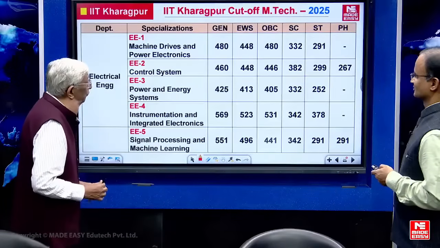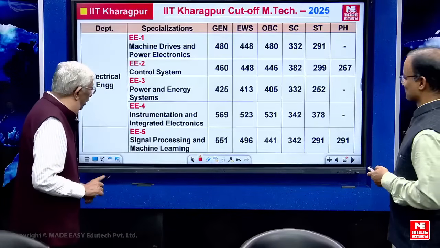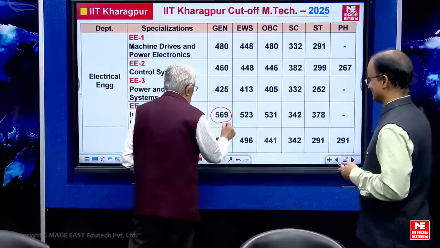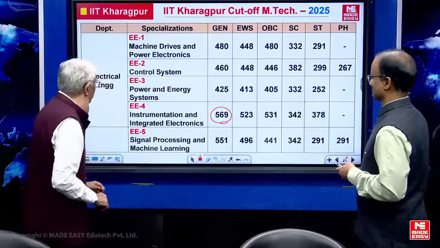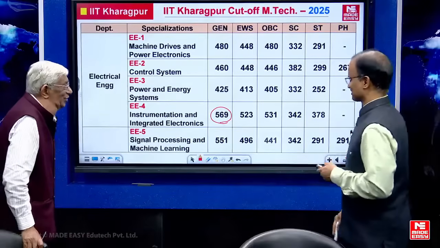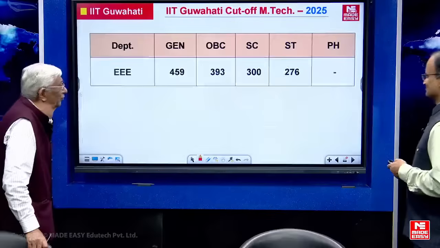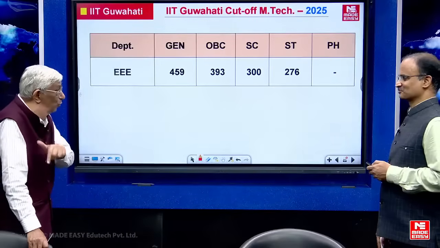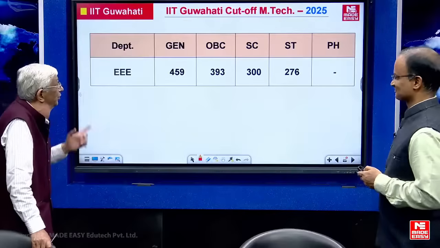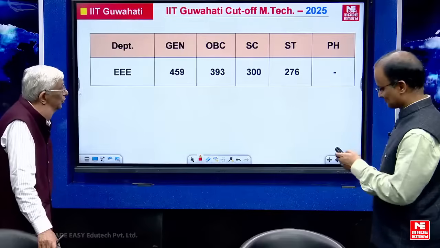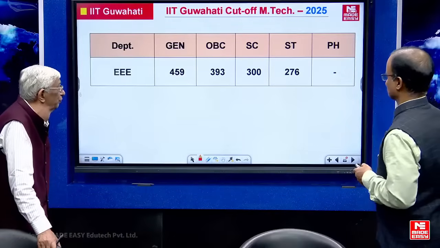Kharagpur, here the core branches are relatively low, but it's only instrumentation and integrated electronics which have a higher cutoff. For the core branches, mission and control systems, power systems are a bit less. I'm sure this is answering the question which you have posted in the chat box. Guwahati has a cutoff of 459 for electrical and electronics engineers, with GATE code EE.